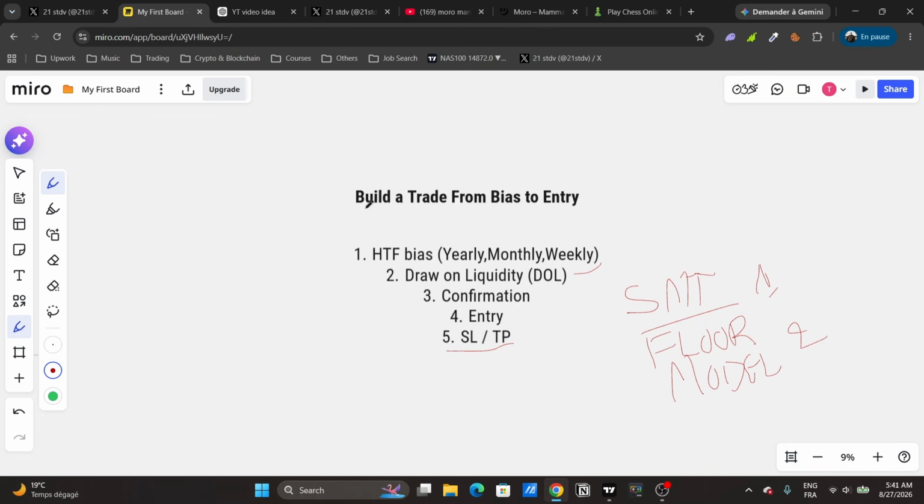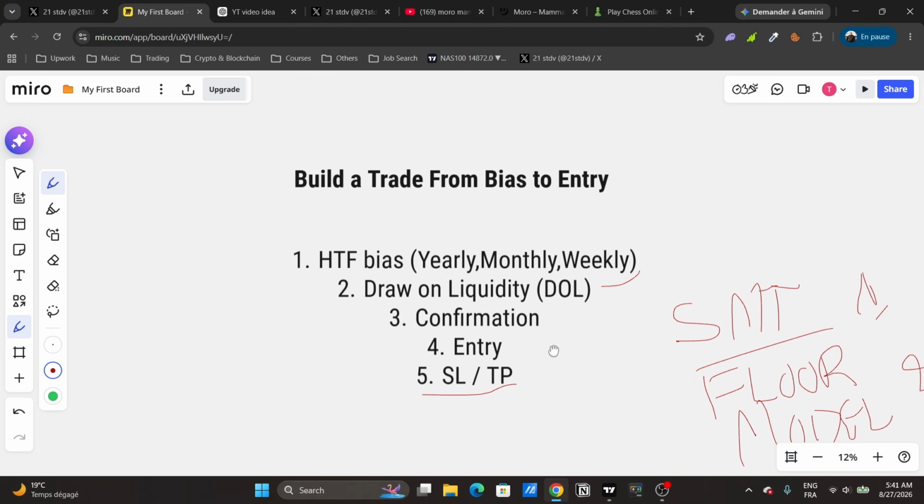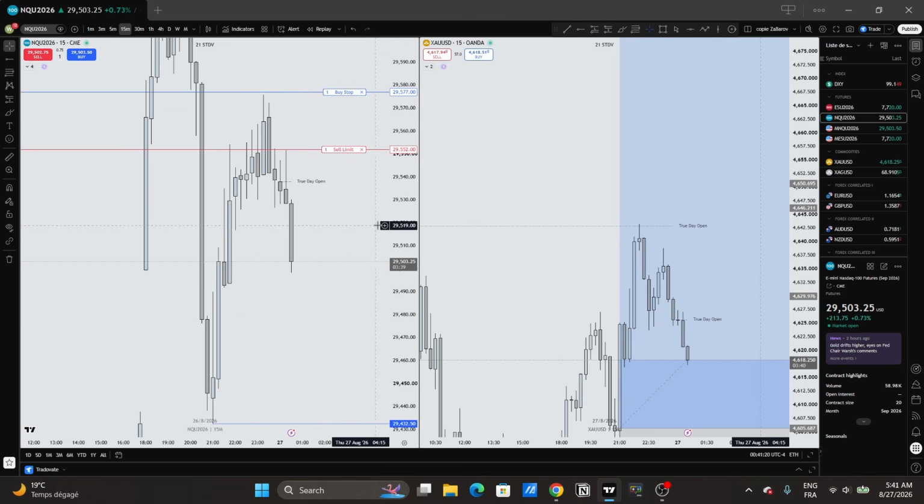So take a screenshot of these 5 simple steps, and let's apply them to yesterday's trade, or basically today's trade, since this is midnight. Now, let's jump into TradingView.